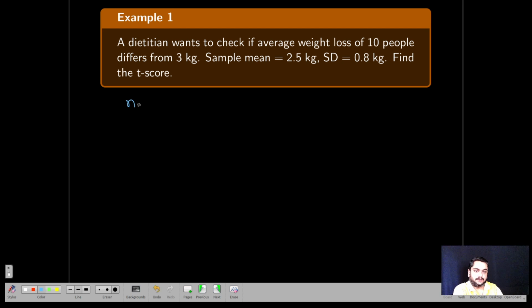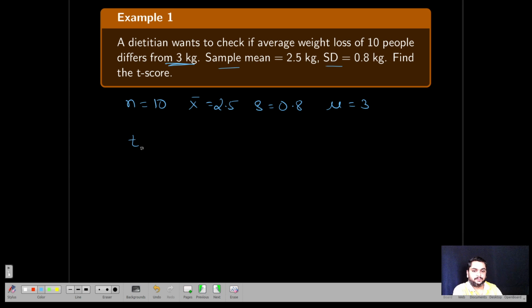So what are they given? n is given. Sample mean they are given as 2.5. Sample mean and sample standard deviation are given. This is given as s equal to 0.8. So, differs from 3 kg. That means the population mean is also given.